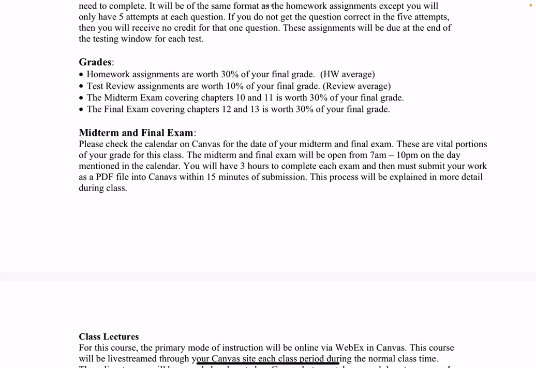The review assignments, both of them combined, will be 10% of your grade. And then the midterm and the final each will be 30% of your grade. So not a whole lot of graded assignments because it's such a short course. But you do have to make sure you do well so that you can pass this course.